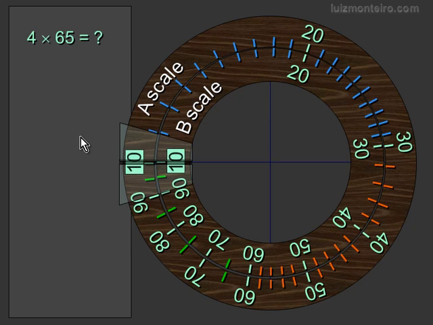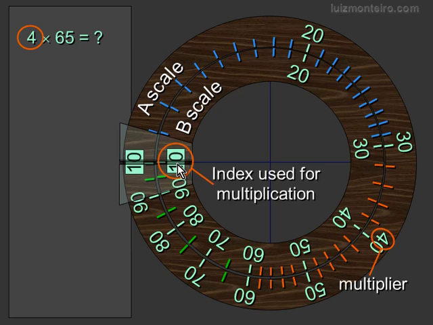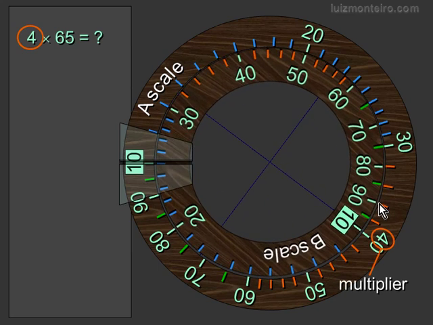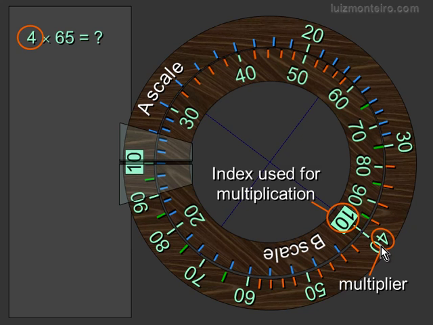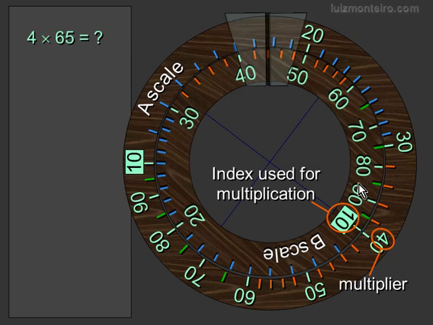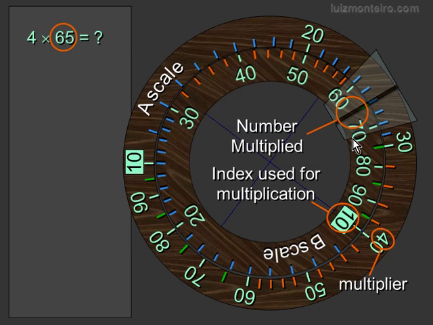Now we're going to do a completely new problem. 4 times 65. The first thing we're going to do is put the 4 above the 10 on the B scale, because that's the index for multiplication. We don't really have a 4 here in the scale, so we're going to use the 40. The next thing we're going to do is find where 65 is on the B scale. That's the number that we're multiplying it by. 65 is right here, between the 60 and the 70. And the answer is going to be right above it.